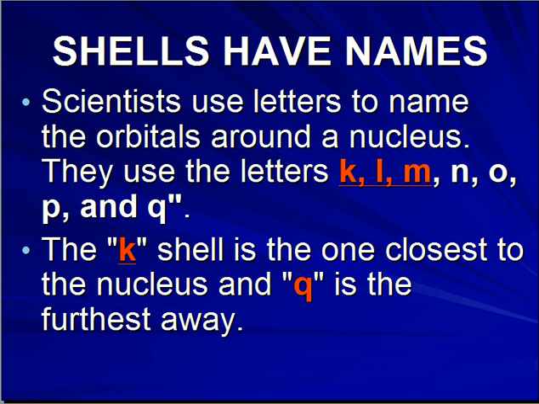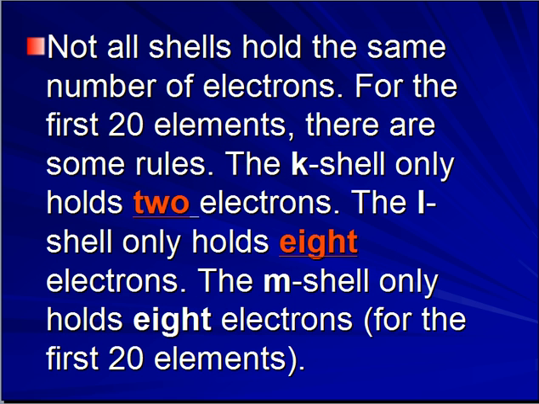Now, do they all have to have a Q? No. For example, hydrogen and helium only have one shell. So if they only have one shell, they have the K shell. We'll get more into that in a little bit. So the K shell is actually the one closest to the nucleus, and the Q shell is the shell furthest away from the nucleus.